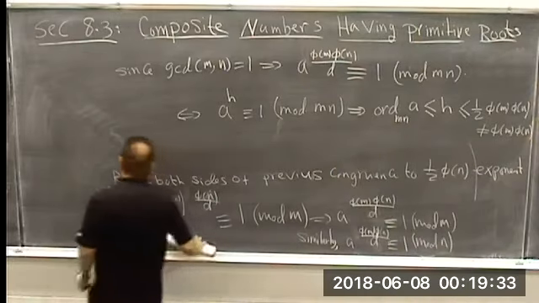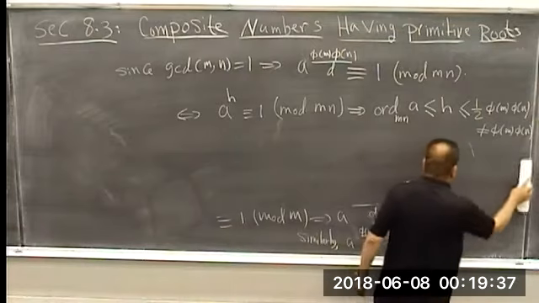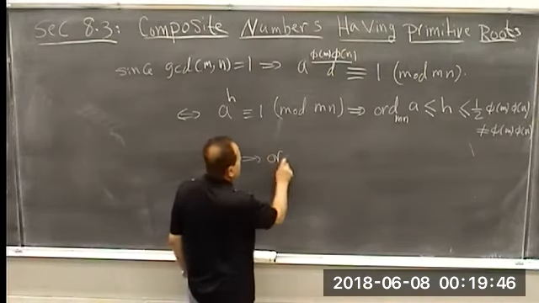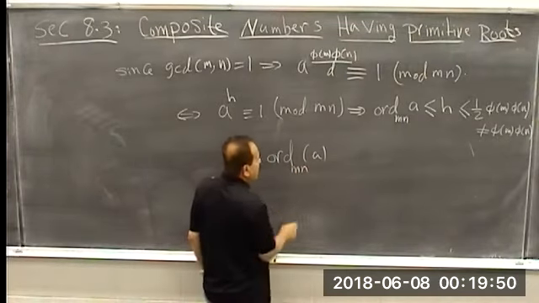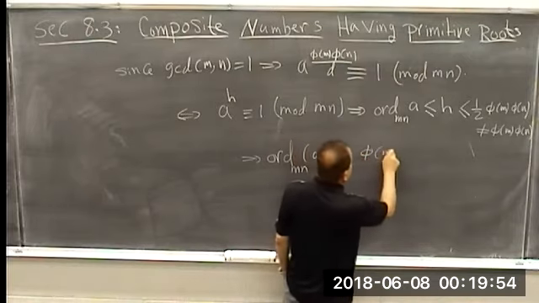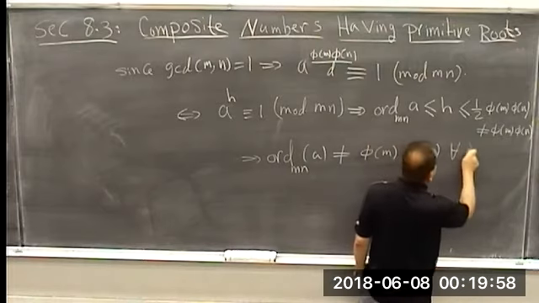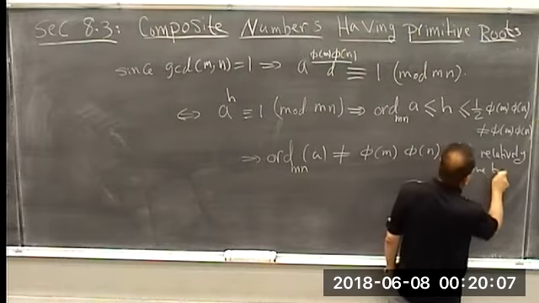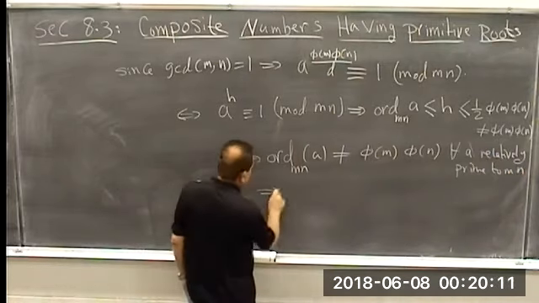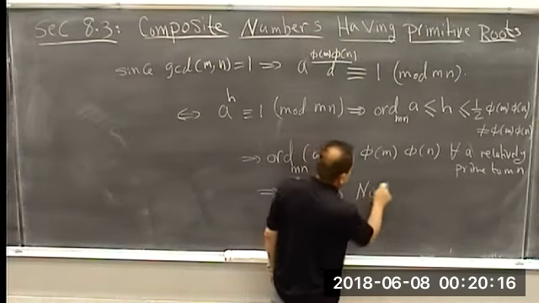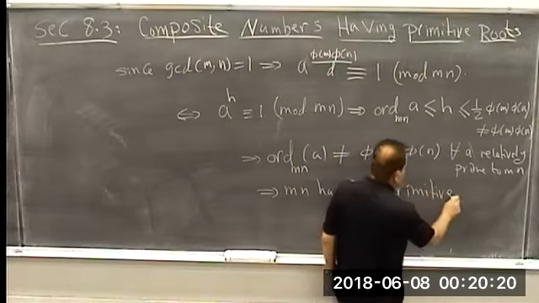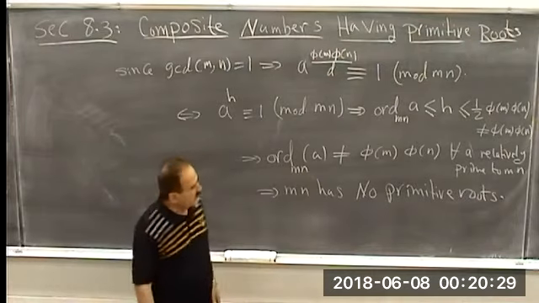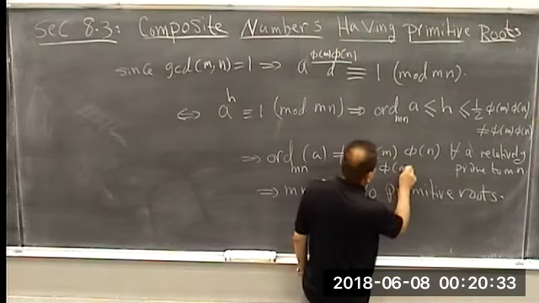So this means that any a that is relatively prime to mn, its order is not going to be equal to phi of m times phi of n, for any a relatively prime to mn. And this means that mn has no primitive roots, because the order always does not reach the maximum order, which, since these are relatively prime, also equals this. All right.